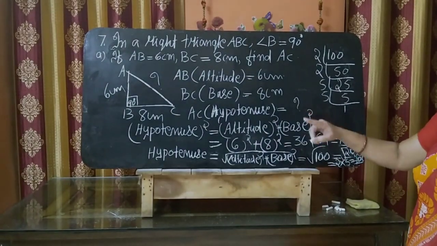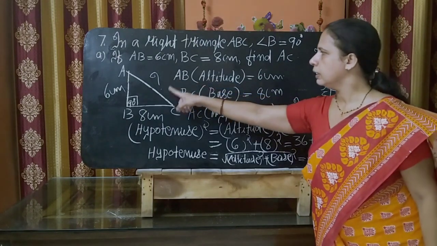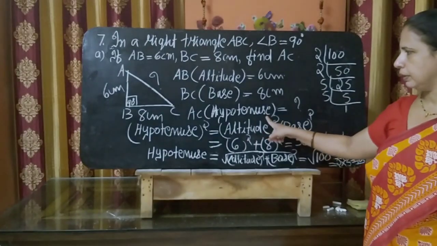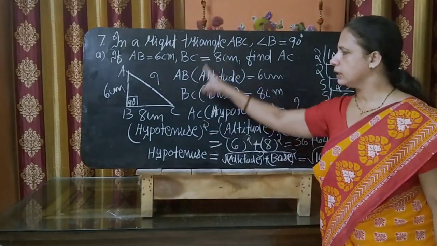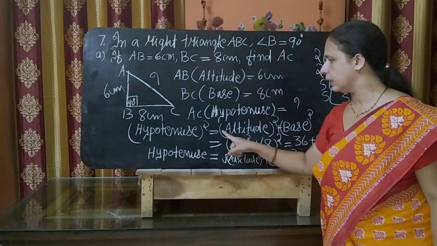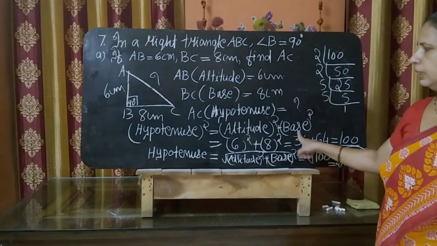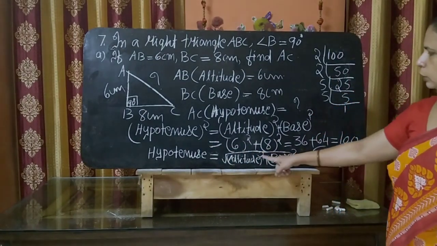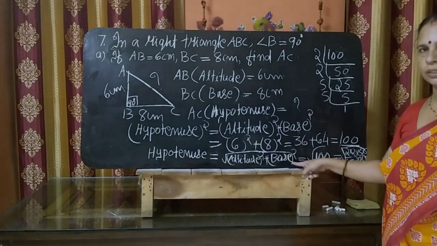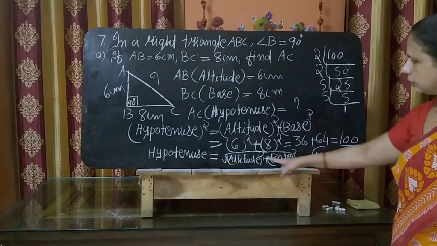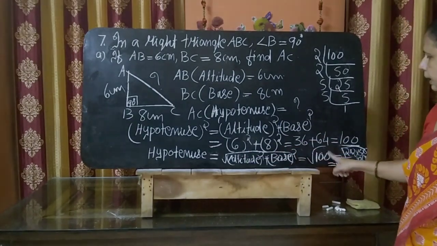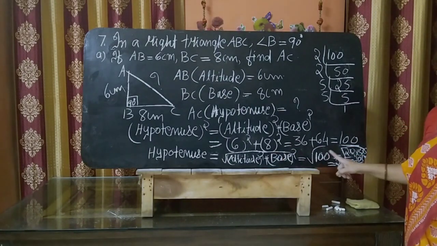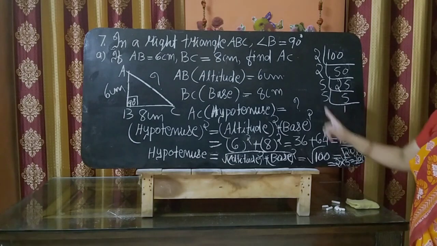Once more I am explaining this question. First we have given altitude and base, then we have to find out hypotenuse. According to Pythagoras theorem, hypotenuse square is altitude square plus base square. From that we find hypotenuse, the square root of altitude square plus base square. We got 100. Then find the square root of 100. Square root of 100 is 10. Copy down this.